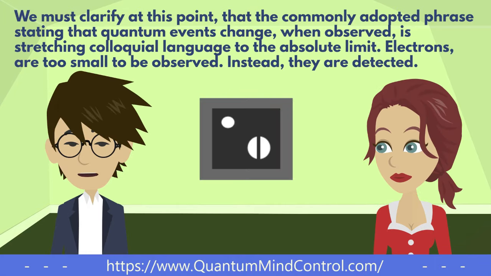We must clarify at this point that the commonly adopted phrase stating that quantum events change when observed is stretching colloquial language to the absolute limit. Electrons are too small to be observed. Instead, they are detected.